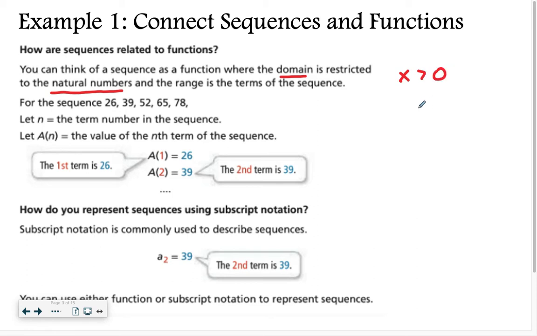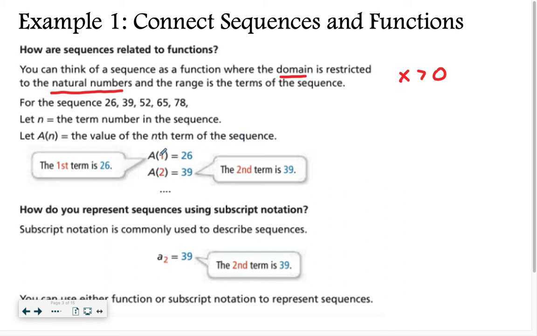All right, so for the sequence 26, 39, 52, 65, and 78, n represents whatever term number in the sequence we're talking about. So if I say, let a of n equal the value of the nth term, say I want the 100th term, or the 200th term, or maybe I want you to have the choice to pick what term in the sequence we're talking about. That's why we use a variable. That allows people to choose their own number.